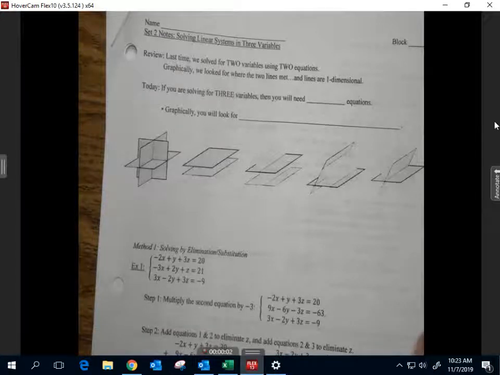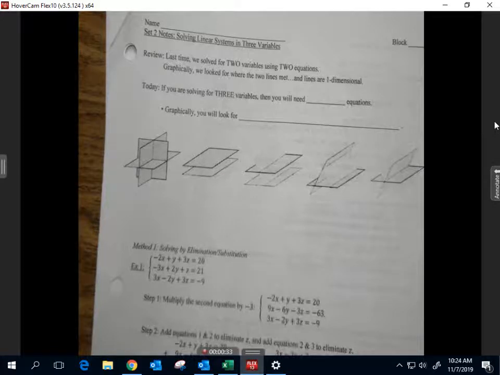Alright guys, so before we were only looking at systems with two equations, okay? Especially in Algebra 1, we were looking at systems with two linear equations. So we were looking for that one point where they intersected, either graphically, by substitution, or by elimination. And lines are just one-dimensional.